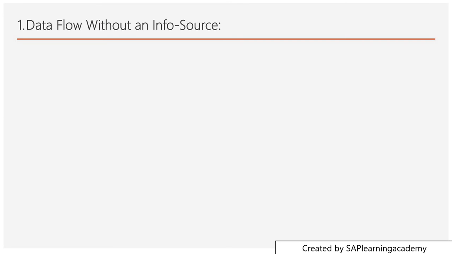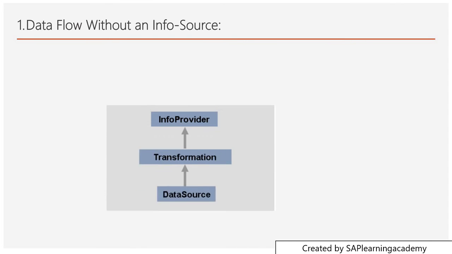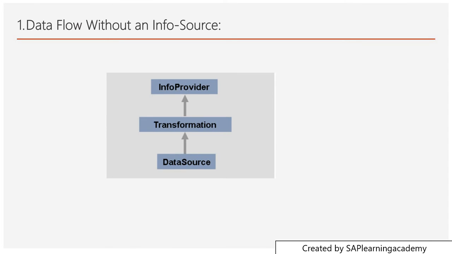In the first scenario, we are talking about the data flow without an InfoSource. Like in this picture, you can see that we did not use any InfoSource, meaning we just have a direct transformation between source and the target. Here the target is the InfoProvider. If you do not use any InfoSource and you load the data, the loading will be much faster because you don't have any more layers in between.